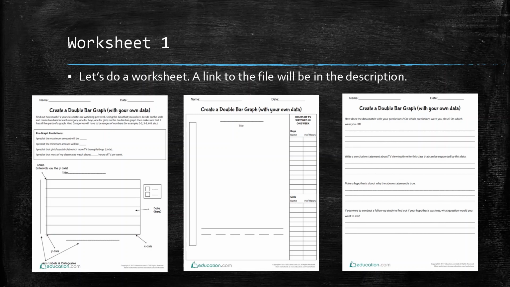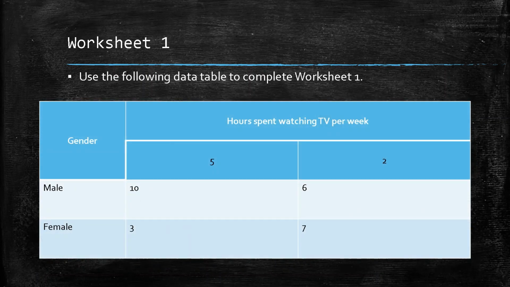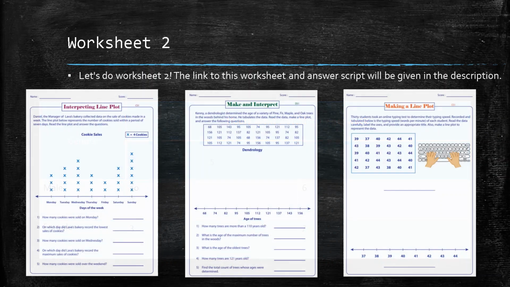Worksheet 1. Let's do this worksheet. A link to the file will be in the description. You can use the given data table to do worksheet 1, or you can use your own data. Worksheet 2. Let's do another worksheet. The link to this will also be given in the description along with the answer script. If any clarification is needed, mail me or leave a comment.